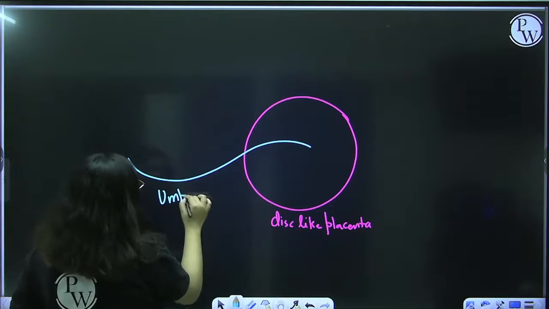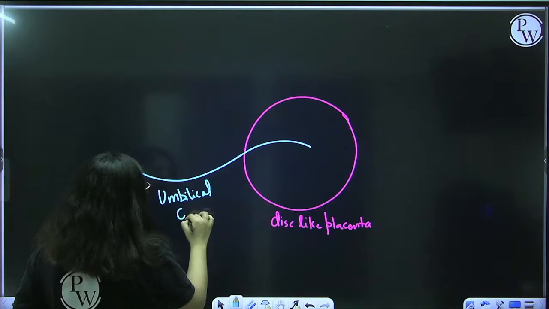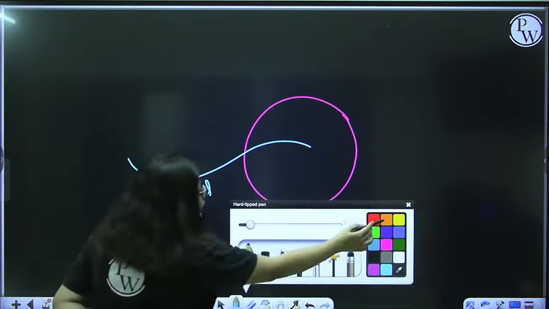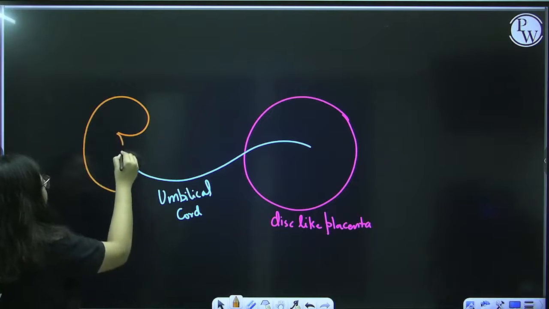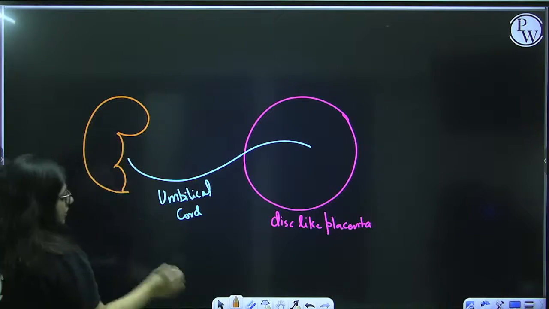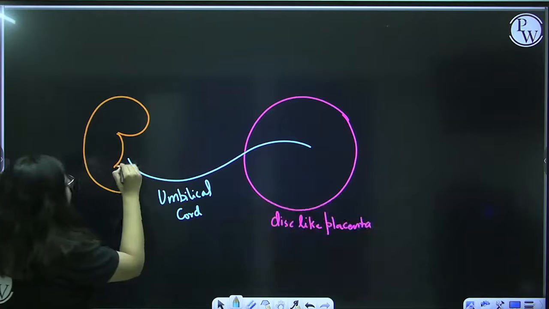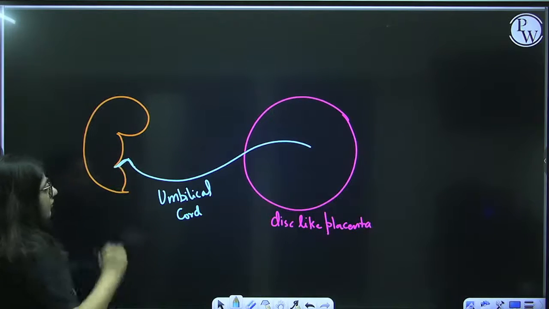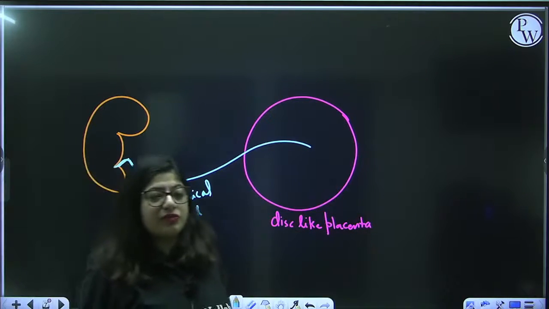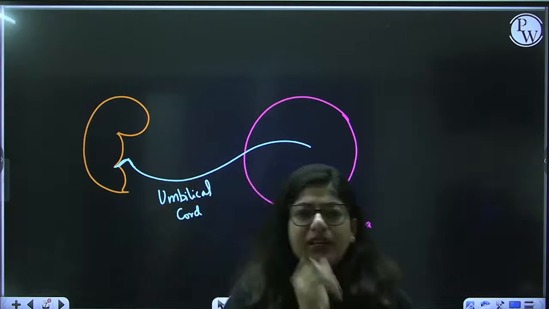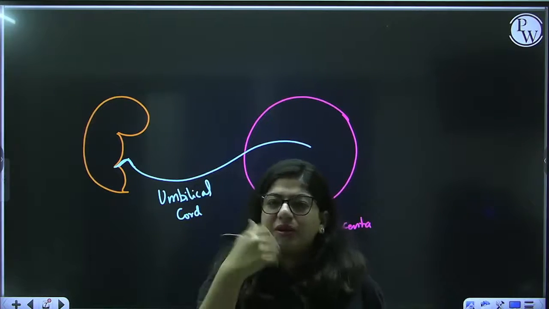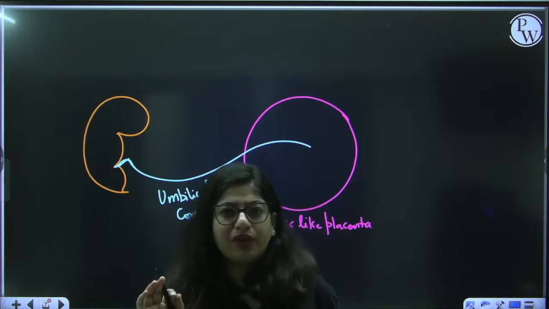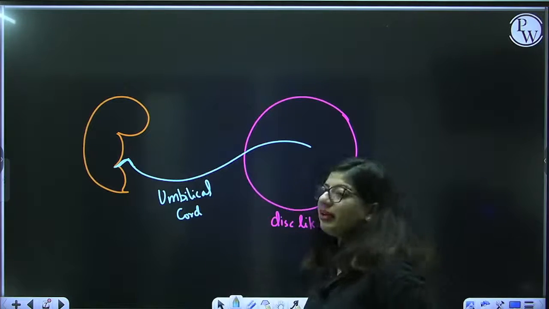Umbilical cord. This umbilical cord will be attached to the fetus. So imagine the fetus is like this, and this umbilical cord will be attached to the fetus. Right here, you must have seen when a baby is born, on its navel a cord-like structure is present, right? The doctor ties it up and after some time it falls off, right? That structure is known as umbilical cord.